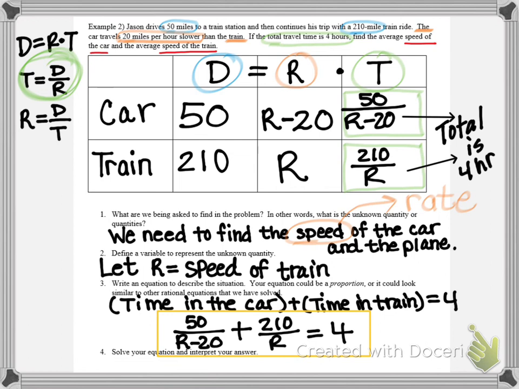So that is a rational equation. I hope you recognize that as a rational equation. And in order to do step 4, where I solve it, I need to first identify the LCD. So the LCD of my rational equation here is R times R minus 20. So it's the first denominator times the second denominator. And then I'm ready to do step 4, where I'm going to solve.